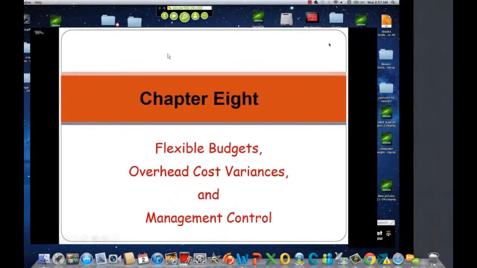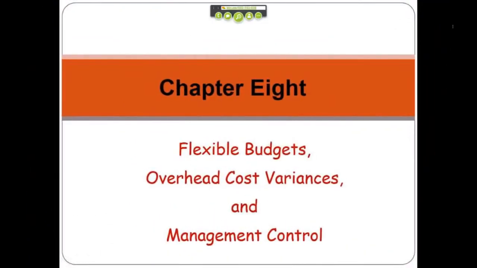This will be kind of finishing up our discussion on budgeting that we did last week. It's relatively short. Remember, we talked about the master budget and we talked about flexible budgeting. And in Chapter 7, we talked about flexible budgeting for direct costs. Here we'll talk about it for overhead costs.